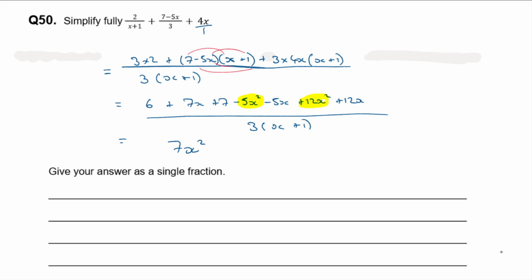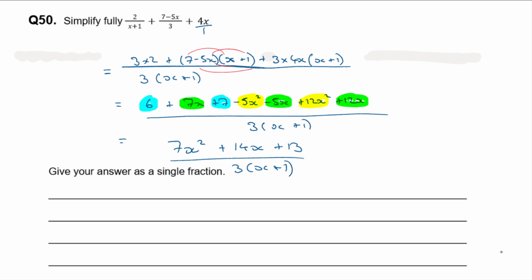Then what about terms in x? I've got a 7x, I've got a minus 5x, and I've got a 12x. So 12 and 7 make 19, take away 5 is 14x, isn't it? So it's going to be 7x squared plus 14x. And then I've got numbers, 6 and 7, which adds up to 13. Okay, so I get 7x squared plus 14x plus 13 all over 3 lots of x plus 1. Okay.